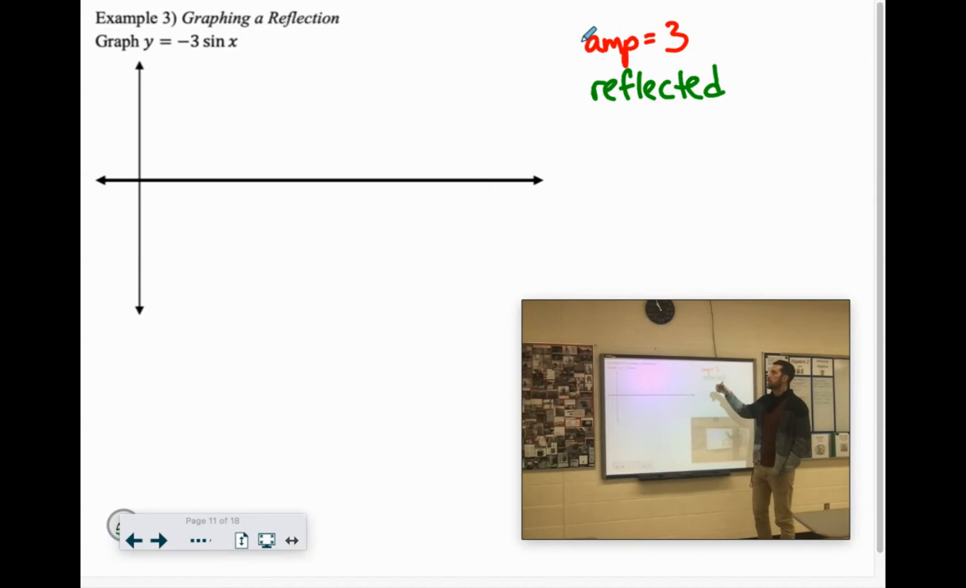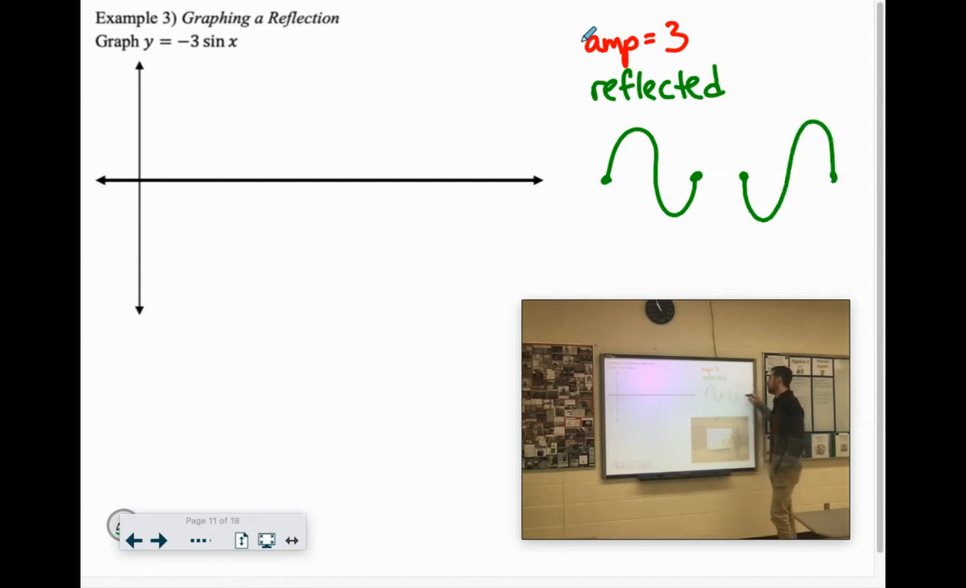So typically with sine, you start at 0 and you go up and then down like that. But when it's reflected, you're going to start at 0 and you're going to go down and up. Oh, very fun. That looks kind of cute.